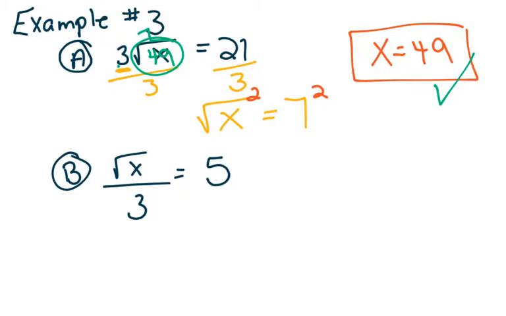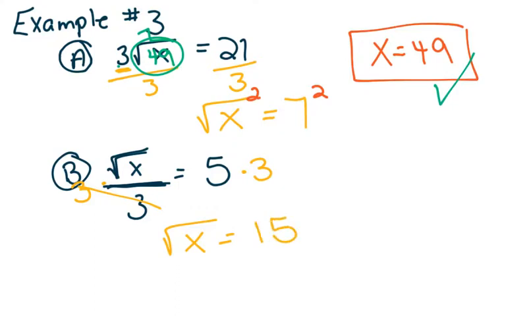Now, on this one, the square root of x is being divided by 3. Okay, so if I want that square root of x by itself, that means I would have to multiply both sides by 3, because again, this guy on the top, the square root of x, was being divided by 3. So the opposite, let's multiply. Okay, that means these guys right here are gone. That's why you did it. And you are left with the square root of x is equal to 5 times 3, 15.